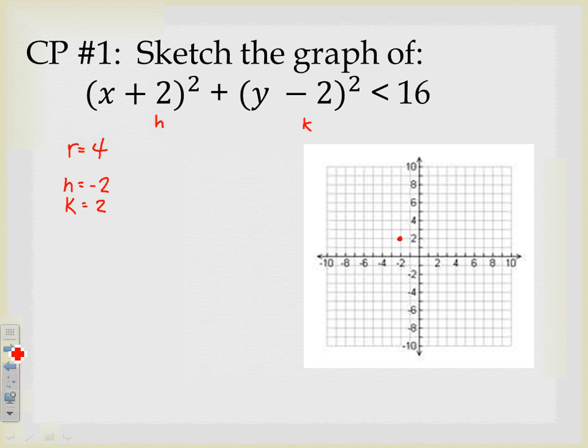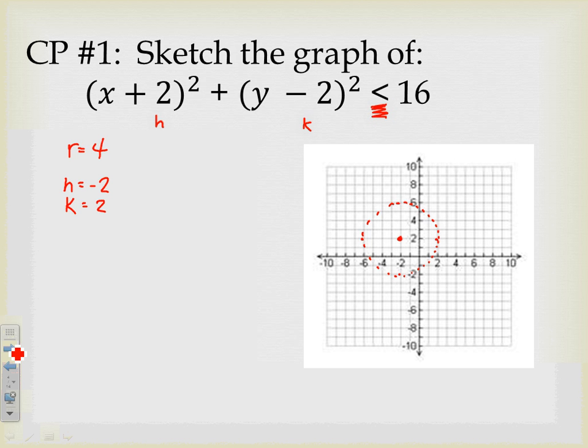It has a radius of 4. So what I do is make a mark 4 up, left, down, and right from that center. And then I try to freehand my circle in. Now notice that you had a less than symbol, so your circle is going to be dotted.